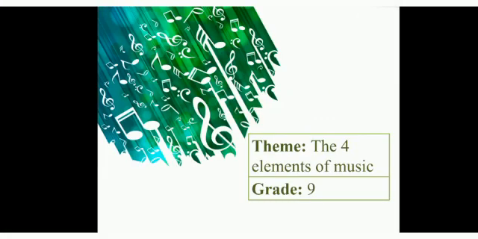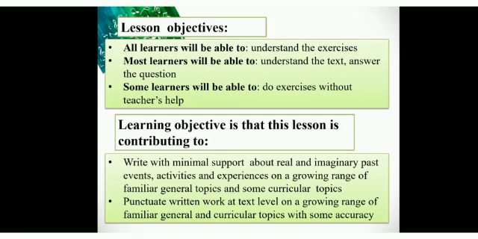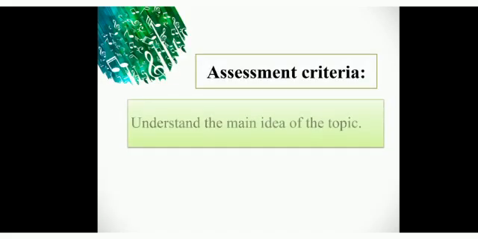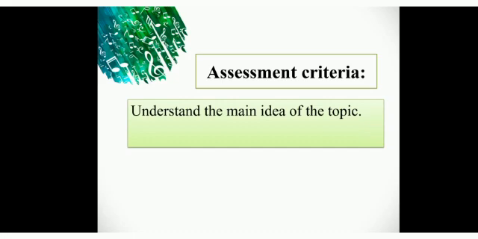Hello everybody. Today we are going to talk about the 4 elements of music. Lesson objectives. Today you will be able to understand the exercises. You will be able to understand the text, answer the question. You will be able to do exercises without teacher's help. Assessment criteria of our lesson are: understand the main idea of the topic and ask and answer the simple questions.